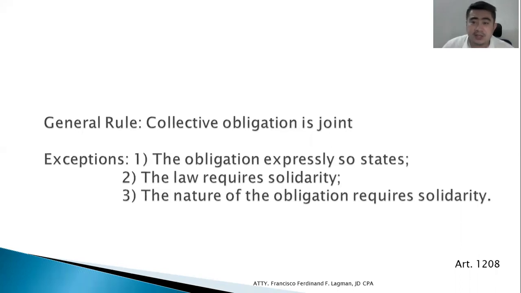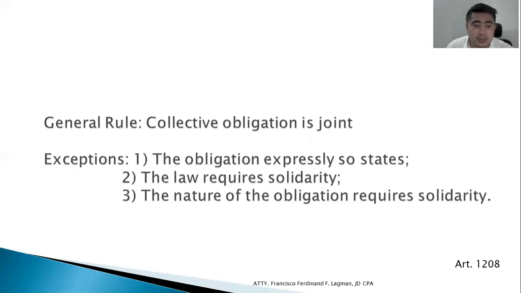The presumption is that it is joint because it is less burdensome on the part of the debtors. So we always have to protect the interest of the parties, and in this case, we have to lessen the burden of the debtor. If the intention is not manifested, if it is not apparent, the presumption is that it is always joint, because it is less onerous on the part of the joint debtors.